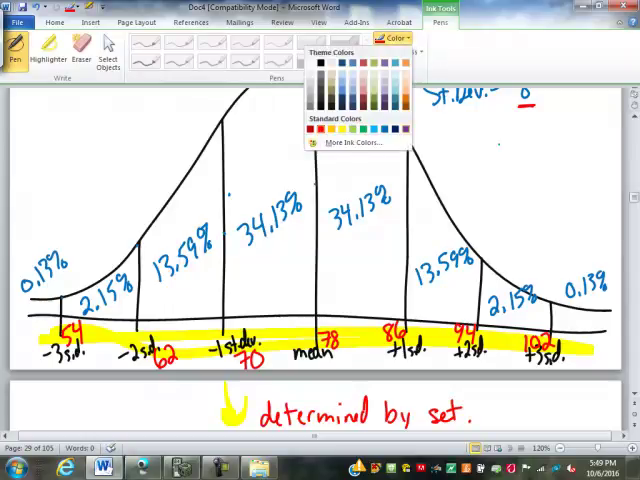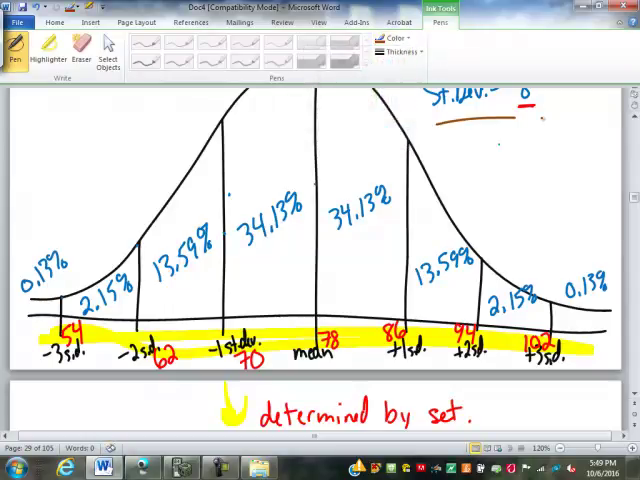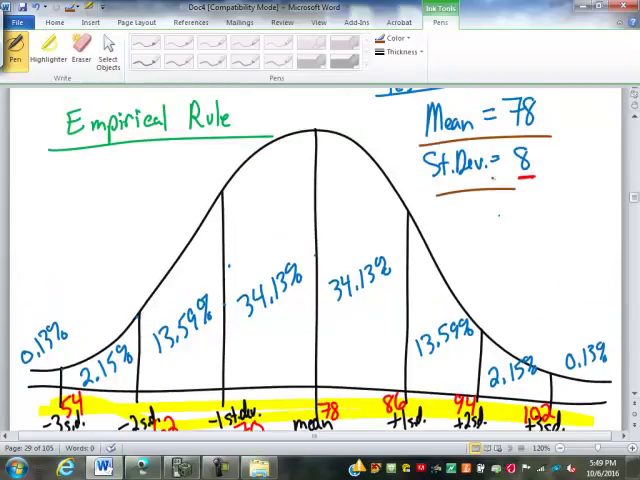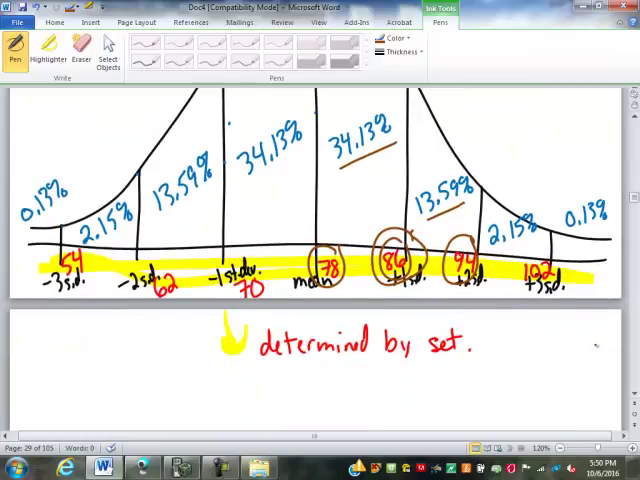Well, that means that for this test, with a mean of 78 and a standard deviation of 8, I'm going to expect 34.13% of my students to score between 78 and 86. I'm going to expect another 13.59% to score between 86 and 94 on average. Now, one class may be slightly different than others, but over the years, I would expect that percentage to fall into each group. Now, there's something when we deal with probability and statistics, something called the law of large numbers.